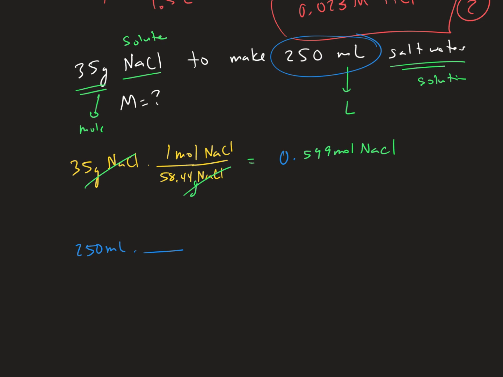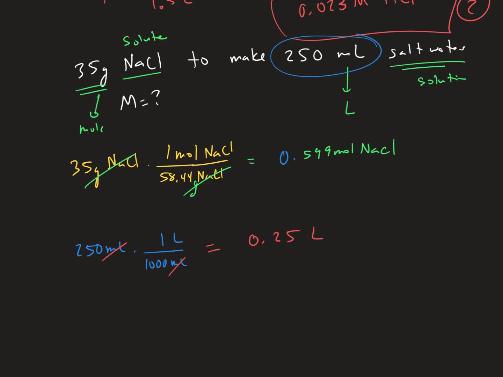All right, so how do we convert? Thank you for catching that. How do you convert 250 milliliters to liters? What goes on bottom? 1,000 milliliters to 1 liter. That goes away, and we're left with 0.25 liters.